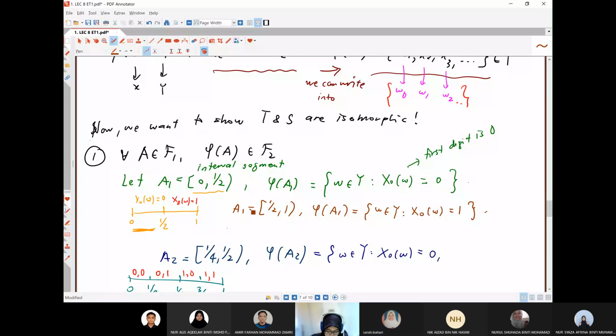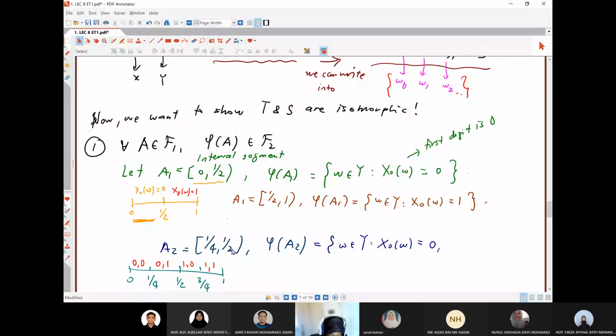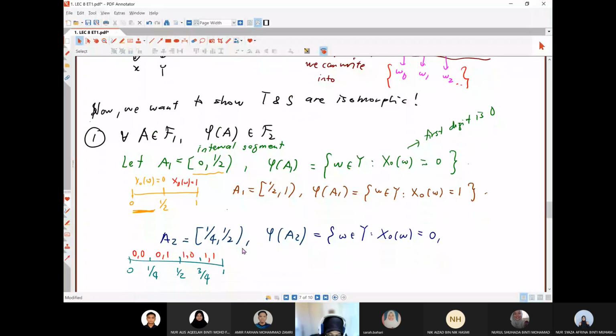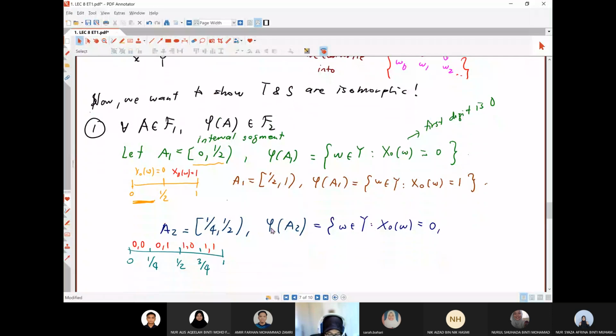Okay, doktor. Okay, good. Okay, now if the question is in A2, A2 is in the segment 1/4, 1/2. So kalau between 0 and 1, we have to consider only between 0 and 1. We divide by 4. So that means the image of A2 is, the first digit is 0 because 1/4, 1/2 is between here kan. So that means the first digit is 0. So that means the second digit is 1. Is that okay?